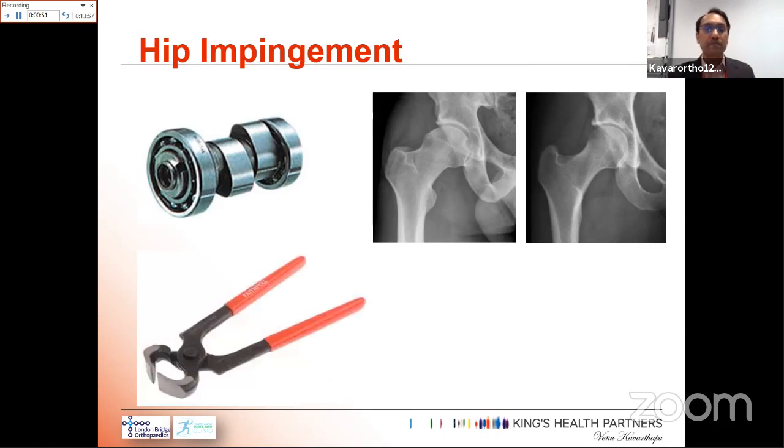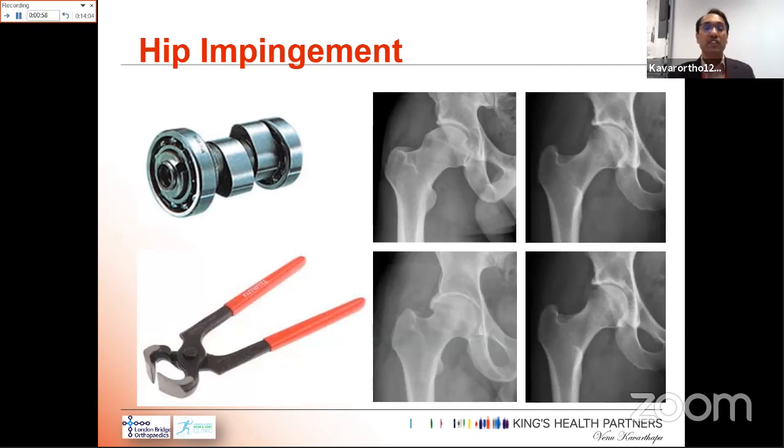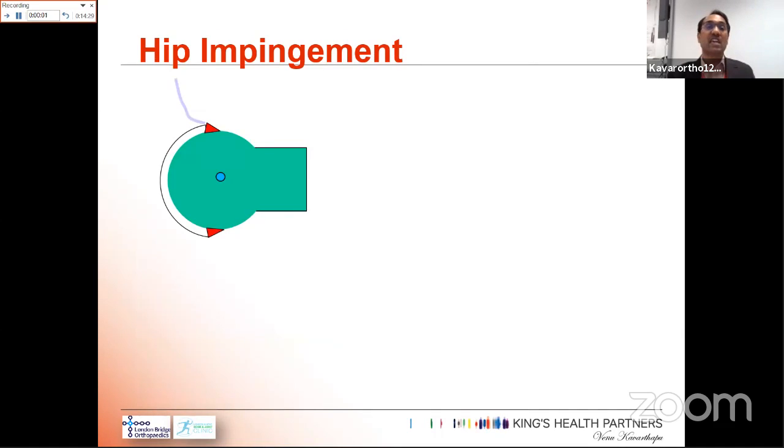this cam shape. A pincer is an instrument which has sharp edges for a particular purpose. Again, in comparison to the normal hip joint with a normal acetabulum on the right side, the left picture shows this pincer morphology. Whatever the morphology is, either the top one, cam, or the bottom one, pincer, the common phenomenon here is this abutment between the femoral head side and the acetabular side.